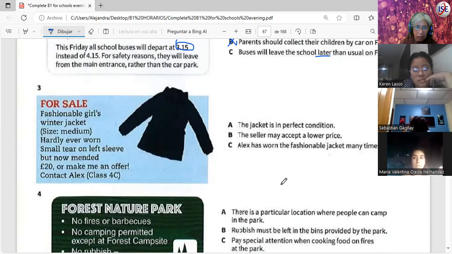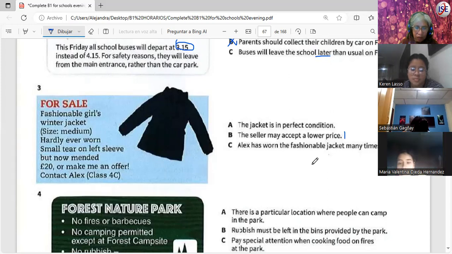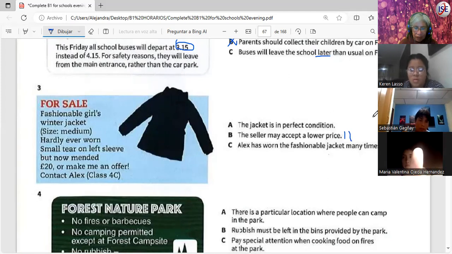Ready? Yes. Okay, which one do you think is the right one? Letter B. The seller may accept a lower price. Sebastian, do you agree or do you have another option? Letter B. You agree. Maria Valentina, which one do you think? Letter B. Okay, you also agree on letter B.